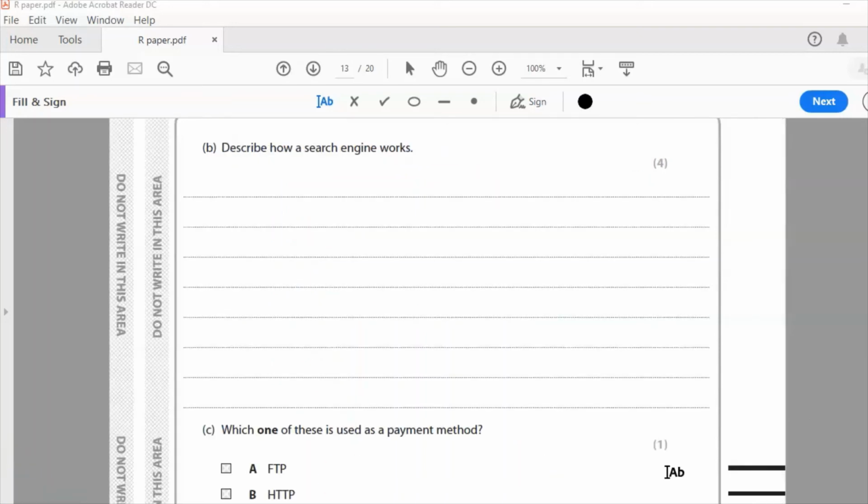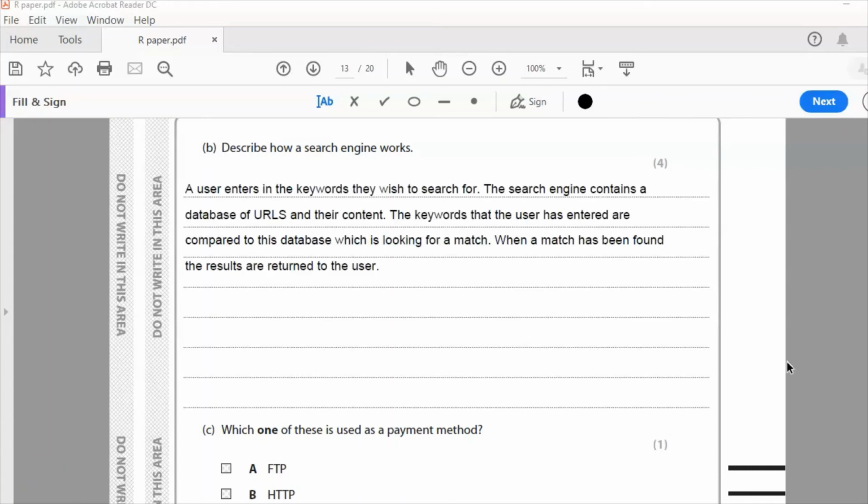B. Describe how a search engine works. It's quite a big question here. It's a 4-marker. We need to provide a description. The search engine works by the user typing in the words that they want to search for, that being matched against the database, tags to the URLs and their content. That is, a comparison is made to the keywords entered, and the URLs that make the match are returned to the user. So user enters in the keywords they wish to search for.